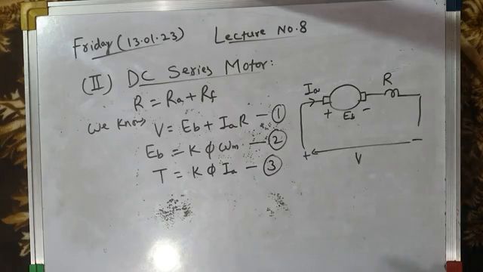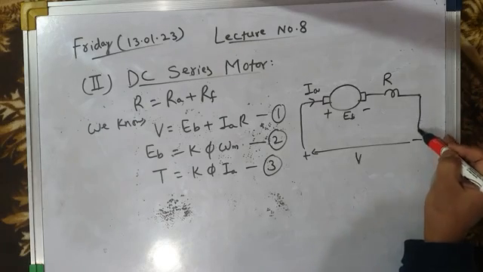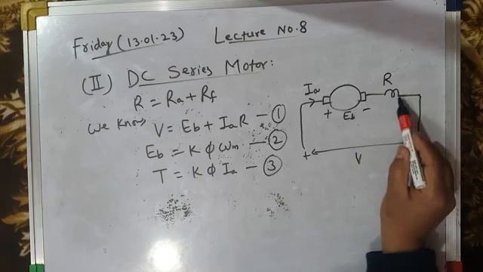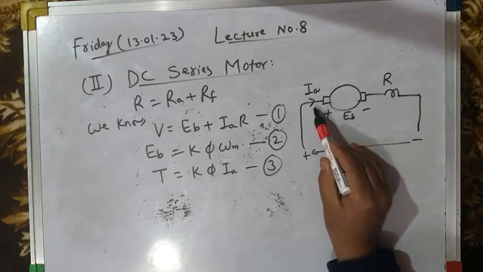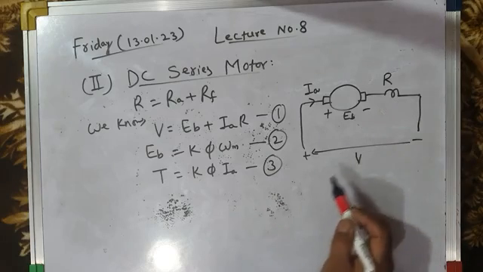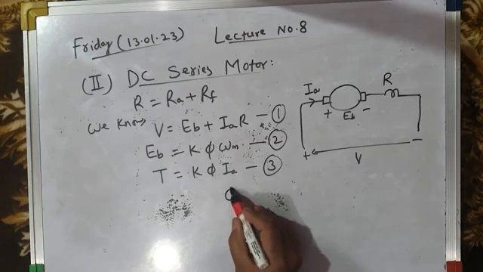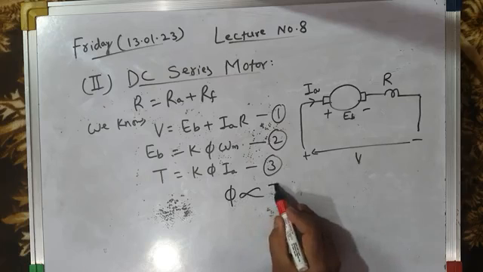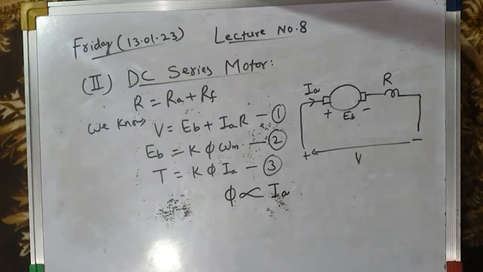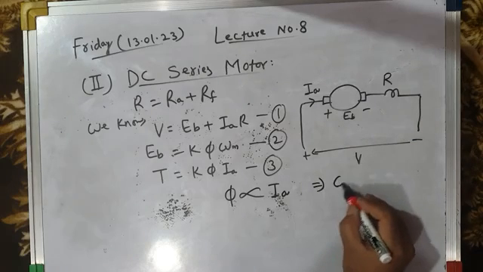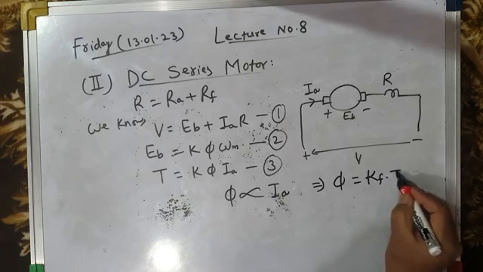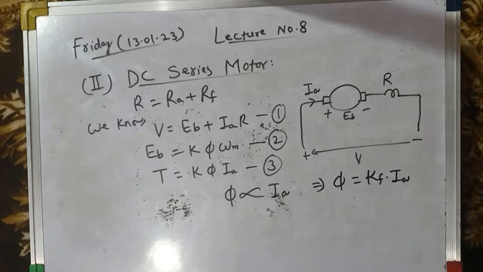Now, in case of a DC series motor, since the field winding is connected in series with the armature, the field winding is excited by the armature current itself, or by the load current. So that means the flux produced by the field winding, that is the field flux, is directly proportional to the armature current, which is the same as the field current because the field is connected in series with the armature. Or we can say that flux phi is equal to Kf into Ia, where Kf is a constant.